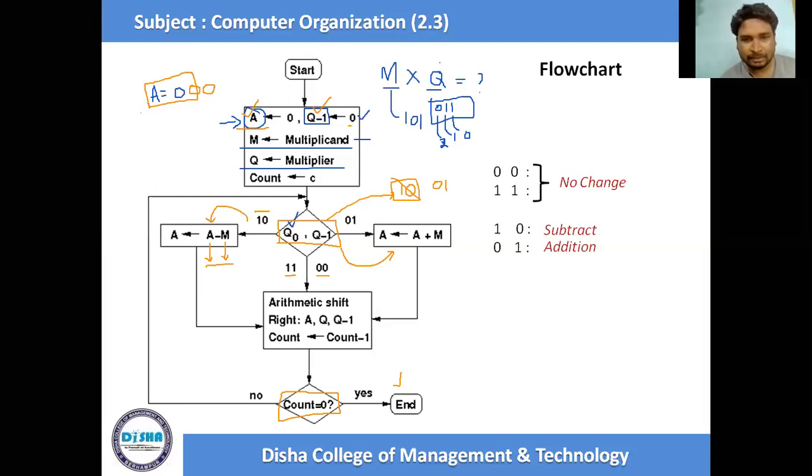we can summarize like this: if 0 0 or 1 1, no change. We are not going to do any arithmetic operation, we are just doing the shifting operation one bit in the right direction. For 1 0, we have to do the subtraction of the accumulator and multiplicand. If the value is 0 1, then we have to do the addition of the accumulator and multiplicand. Got it? So let's discuss the next example.